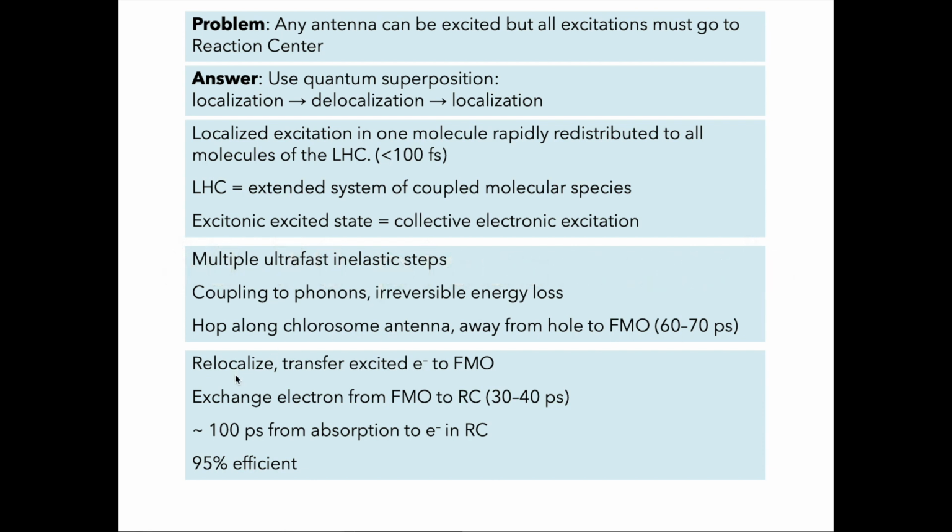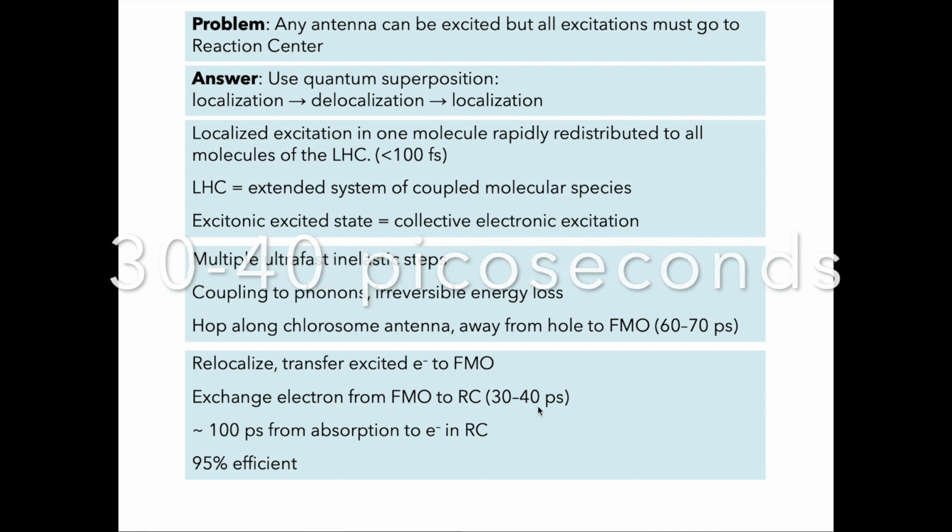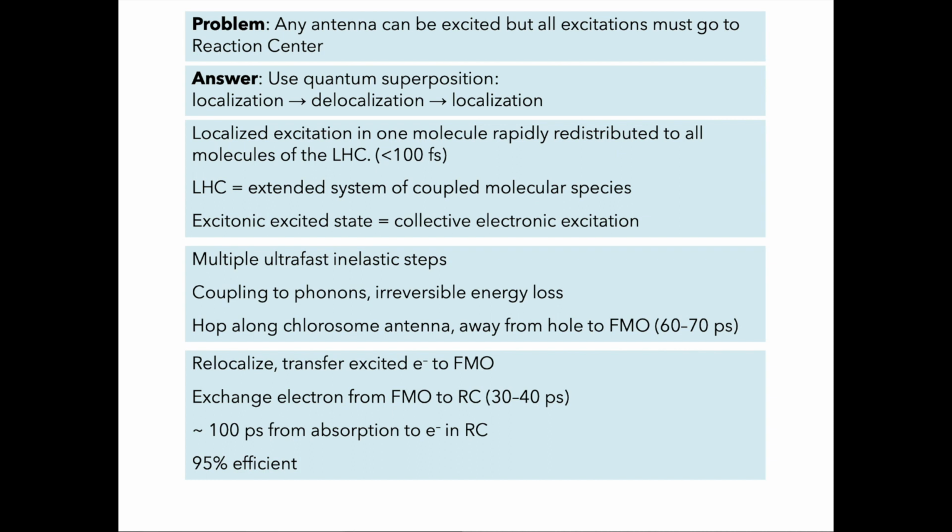So that excitation hops along the chlorosome antenna until it finally finds the FMO. You relocalize the excitation into an excited electron. That excited electron is transferred to the FMO, and then a similar process occurs so that the electron is exchanged from the FMO to the reaction center. That's a little bit quicker, 30 to 40 picoseconds. So in sum, going through this entire process, it takes about 100 picoseconds from the absorption of a photon to the transfer of an electron into the reaction center.